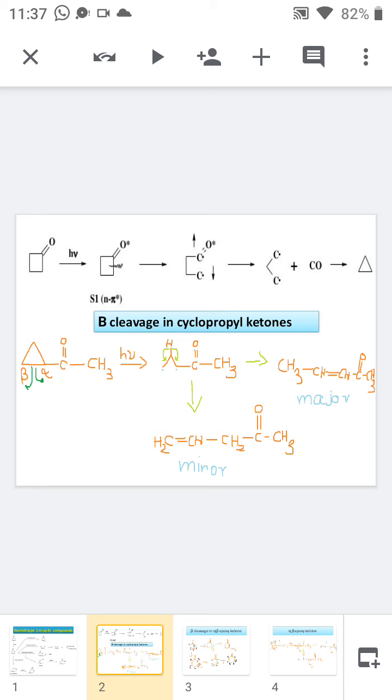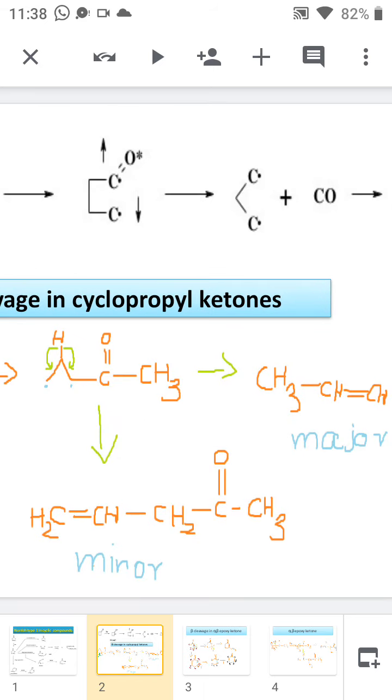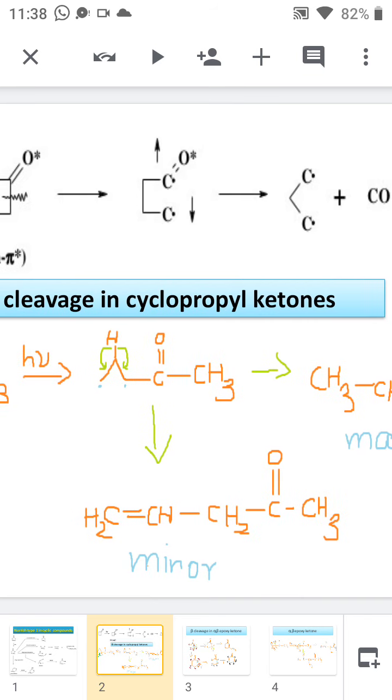So next is the beta cleavage in cyclopropyl ketone. First of all, a cyclopropyl group is attached to a ketone. If you are irradiating with h nu, the alpha beta bond will break. The speciality of this compound is that the alpha beta bond is very weak, so we can easily break this bond by the irradiation of light. So we will get two radicals here. See, these are the two radicals I have shown by the blue dots.